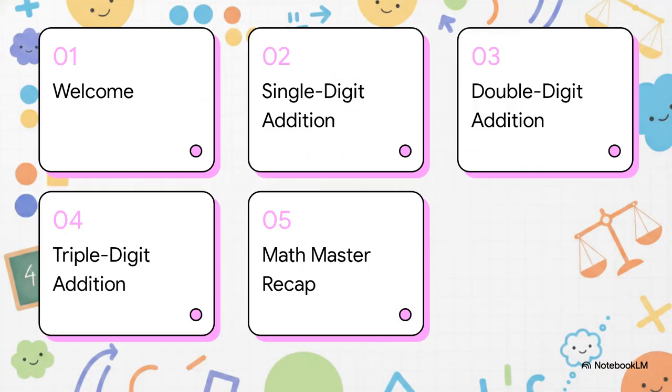Here's our game plan for today's explainer. First up, welcome to Global Math World. Then we hit Level 1, single-digit addition, followed by Level 2, double-digit addition. After that, we're going all out with Level 3, triple-digit addition, before wrapping things up with your Math Master recap.